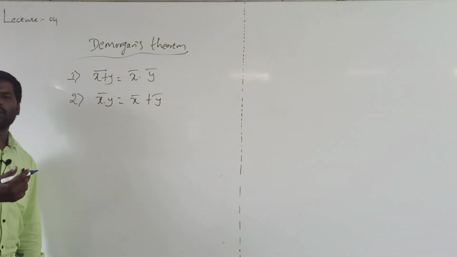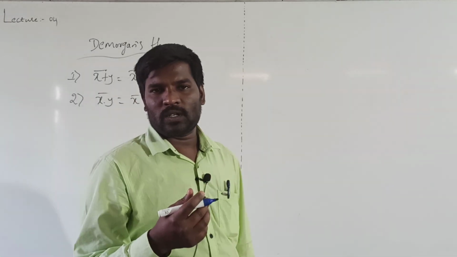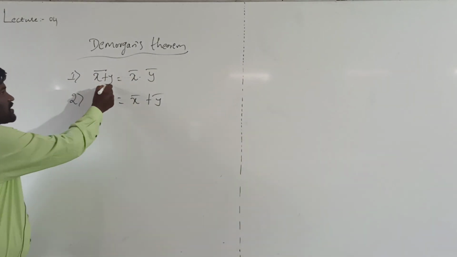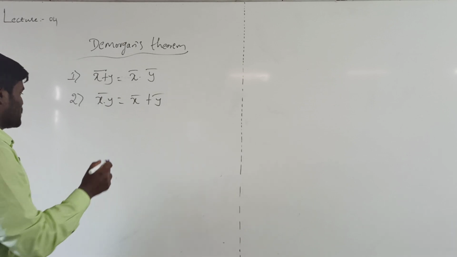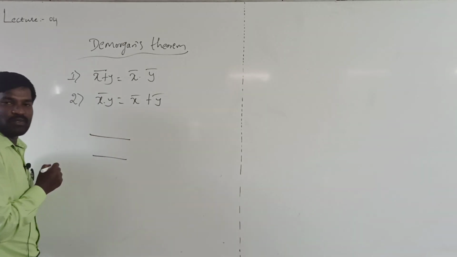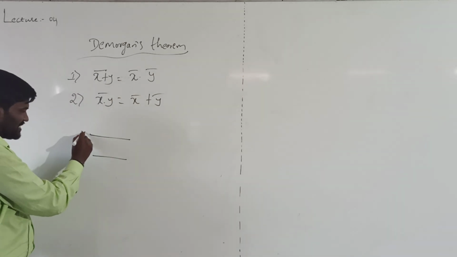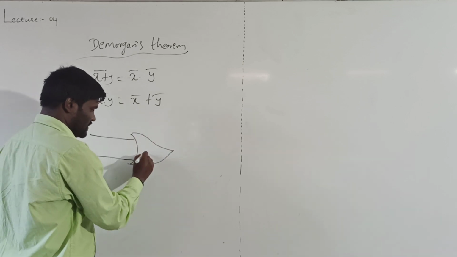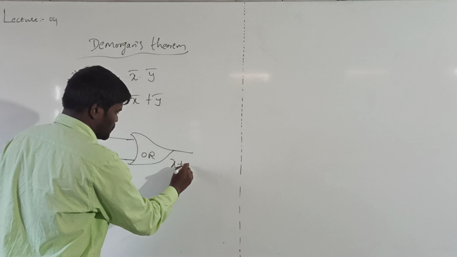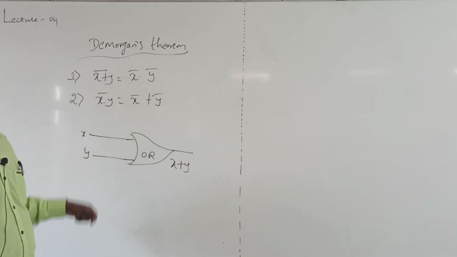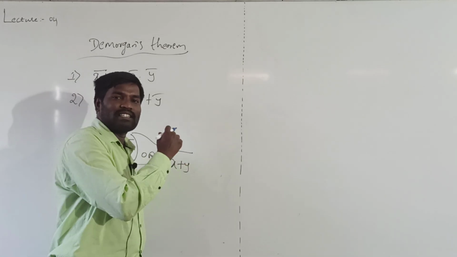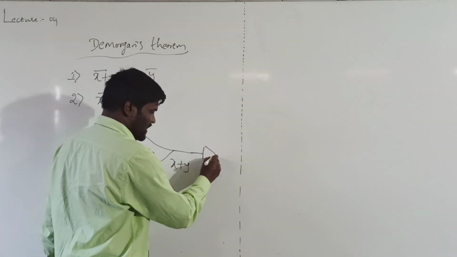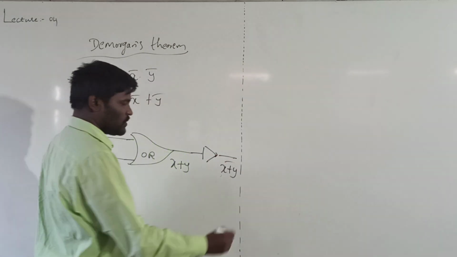So before solving De Morgan's theorem, first we can draw the circuit diagrams. See here, (x plus y) whole bar is there. It means first I can draw x plus y. There are two inputs, x and y. I can apply an OR gate, and it becomes x plus y. Whole bar means you can apply the inverter, and it becomes (x plus y) whole bar.